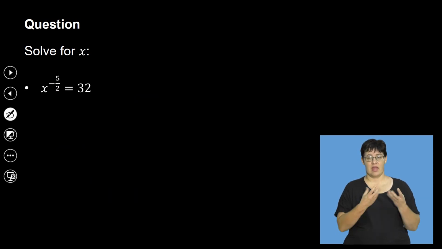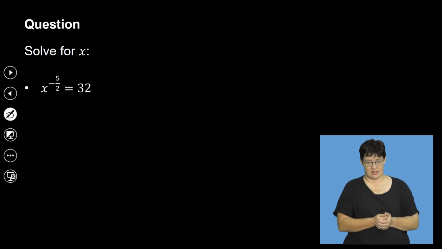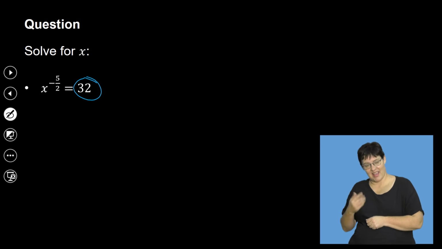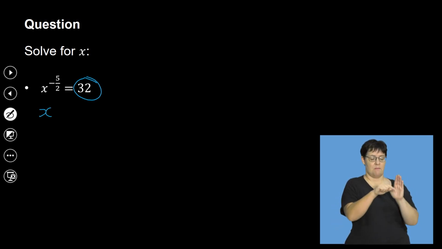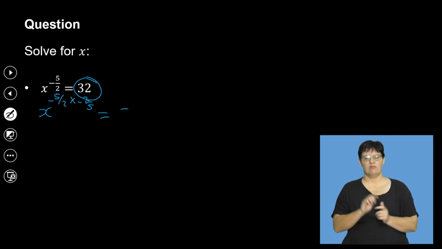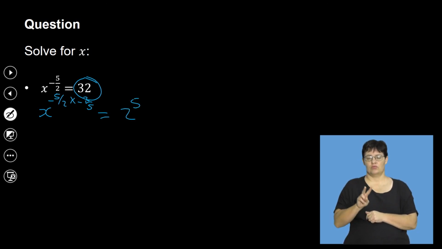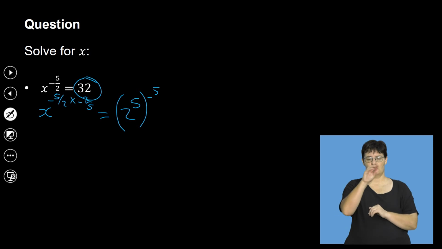And then if I have the exponent now as a negative, it doesn't really make a difference, especially if the value on the right-hand side is positive. So this will be x to the exponent of minus 5 over 2 times minus 2 over 5, which is equal to, I will also change 32 to 2 to the exponent of 5, and this will be raised to minus 2 over 5 rather.